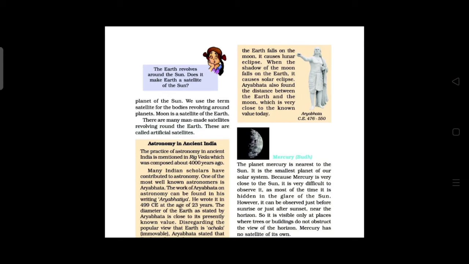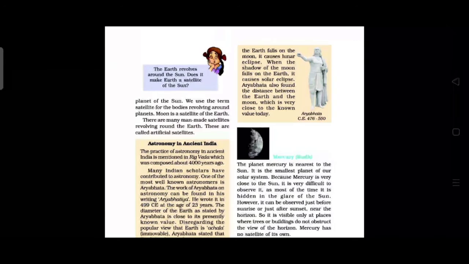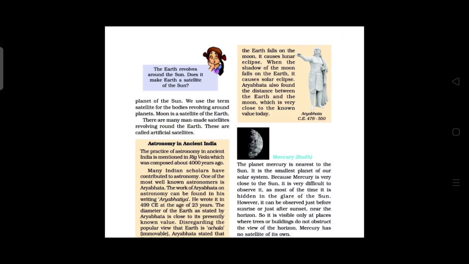Then satellite is for the bodies revolving around planets. Moon is a satellite of the earth. Nowadays there are many man-made satellites revolving around the earth. These are called what? Artificial satellites.